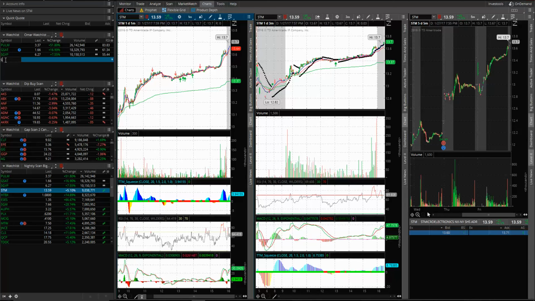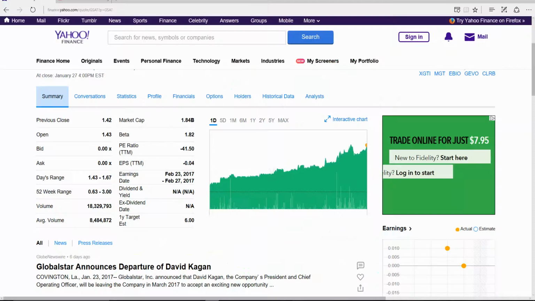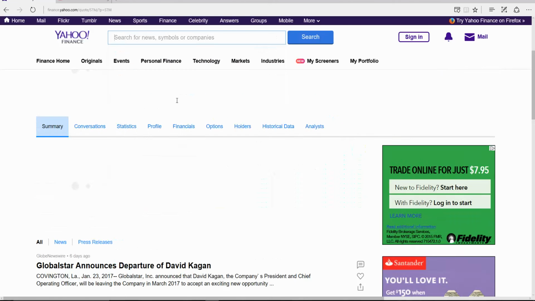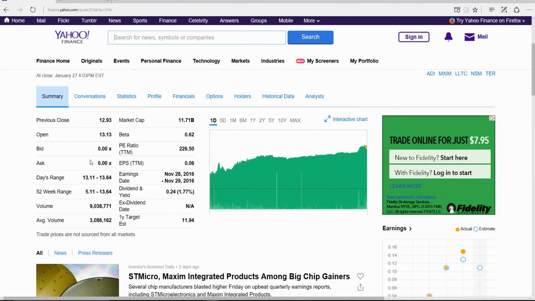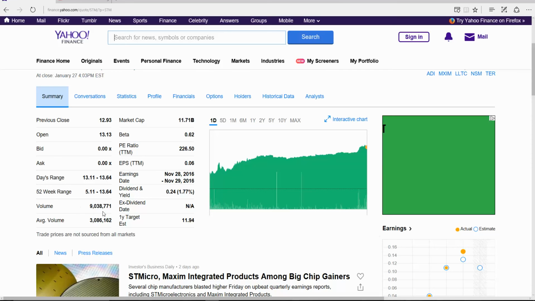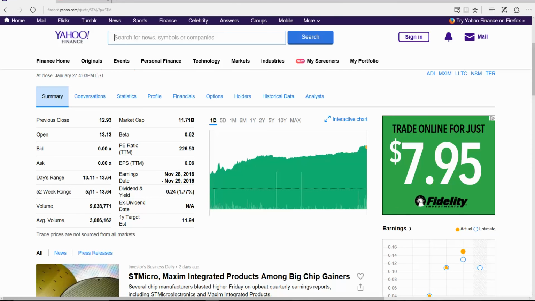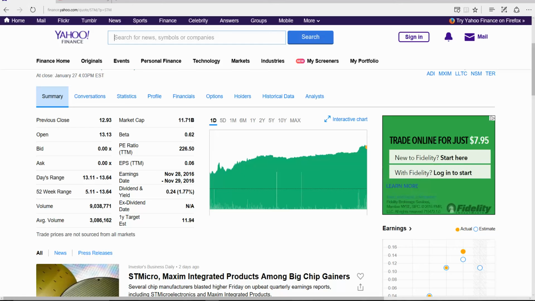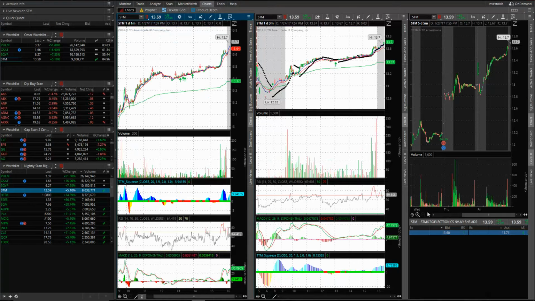All right, STM. And again, if you want to get more information about the stock, again, you can go to Yahoo Finance. You can just type in STM. All right, you can see that this stock's average volume is 3 million shares, but it's trading at 9 million shares. All right, and look at the range between 5 and 13 bucks. Right now, all right, this stock is trading at 13.70.